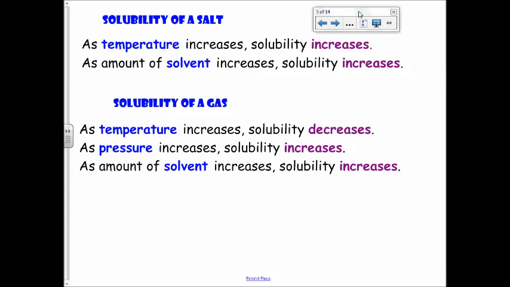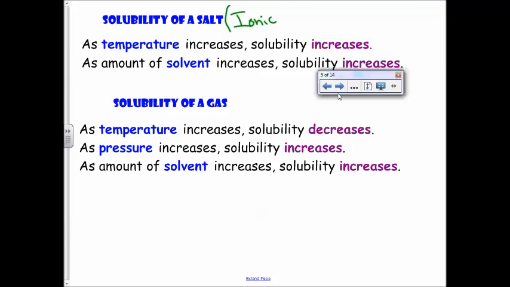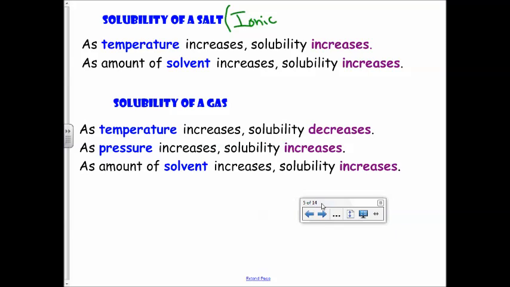And here is kind of just saying the same thing. As temperature increases, solubility increases for a salt. Remember, salts are going to be ionic solids. When this says salt now, it is not referencing only NaCl like our normal table salt. Salt is pretty much any ionic compound.